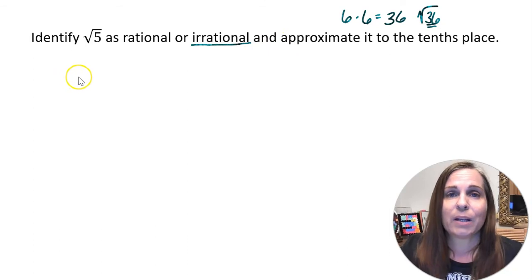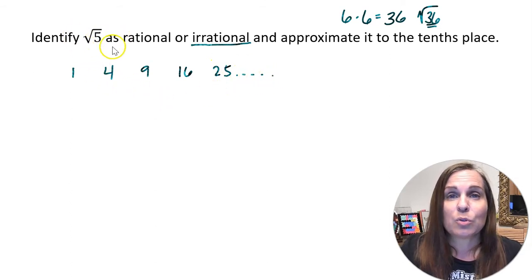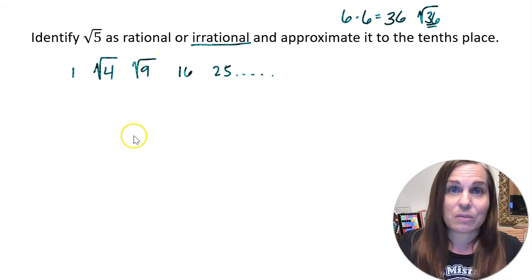So let's start by looking at what two perfect squares 5 falls between. We've got 1 times 1 is 1, 2 times 2, 3 times 3, right? I can keep going: 4 times 4, 5 times 5. You get the idea. But if I'm looking for the two perfect squares that 5 falls between, the square root of 5 would be between the square root of 4 and the square root of 9.